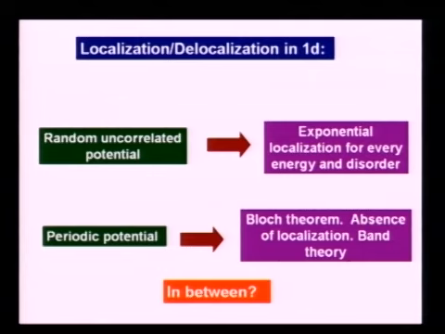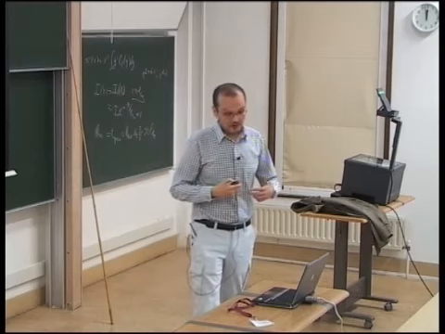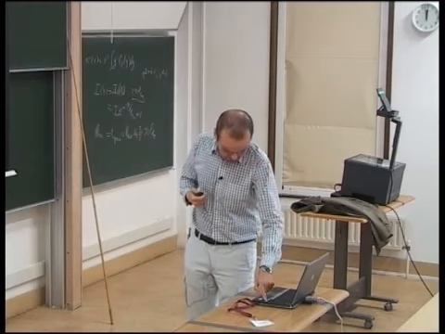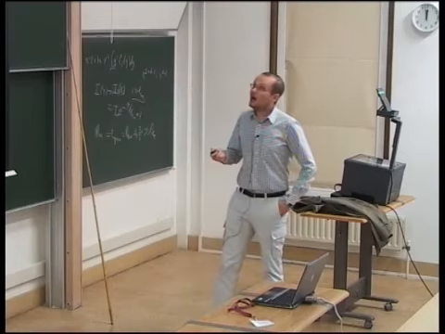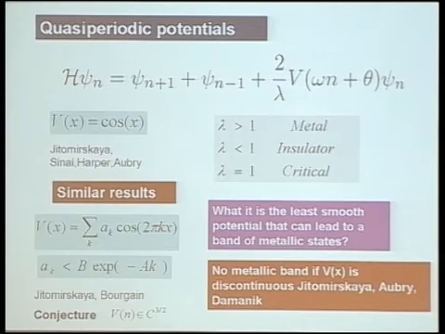Then the next question to ask is, if I want to see under what condition I can see metallic states, maybe it's easier to look first at a quasi-periodic potential. So for quasi-periodic potential, this is a standard Anderson model, and then you have this kind of potential. The standard case is called the Harper model in the physics literature, and almost Mathieu in the mathematical literature.